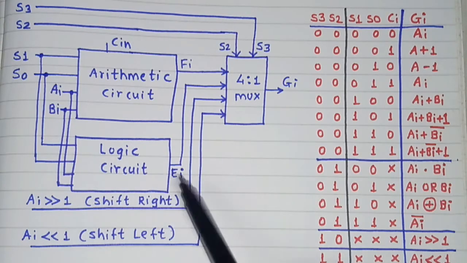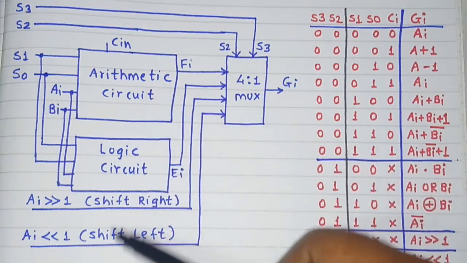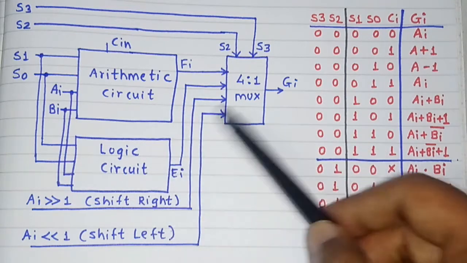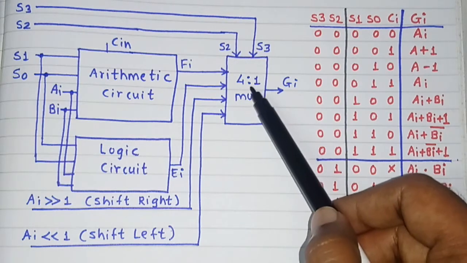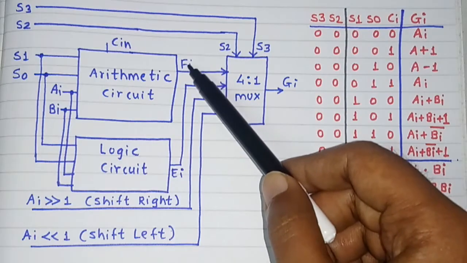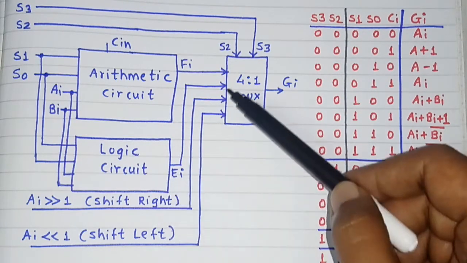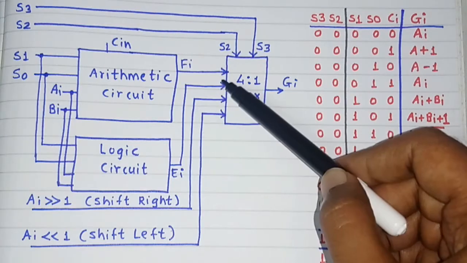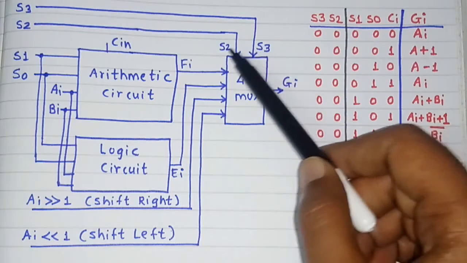Now to perform either of these operations, we have used the 4:1 multiplexer. This 4:1 multiplexer will give either of these results, either Fi, EI or this shifting result. To select any of these results, we will have S2 and S3 select lines.